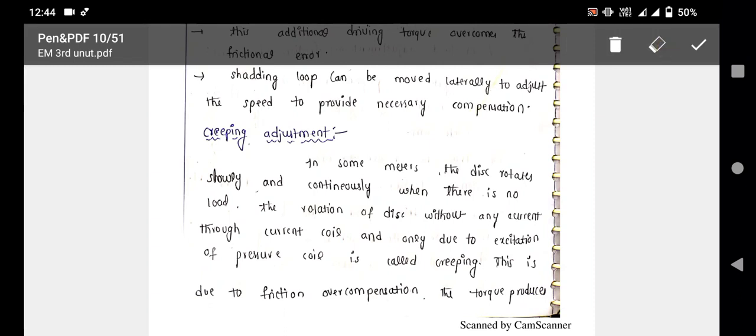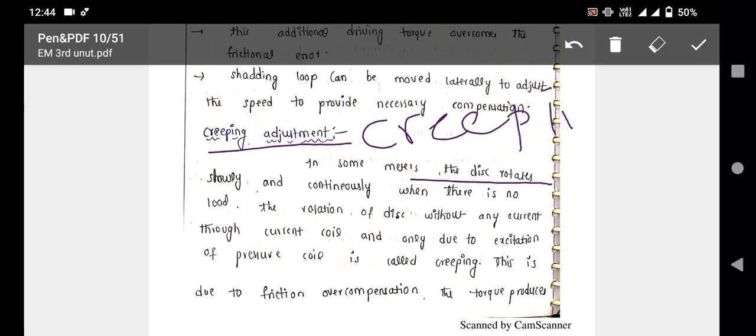Coming to another one, that is creeping adjustment, the creeping error, also known as creep. What is meant by creeping? In some meters the disk rotates slowly and continuously when there is no load, that is, when there is no load consumed by the customer. The slow continuous rotation made by the disk without any current through the current coil, due only to excitation of the pressure coil, is known as creeping.